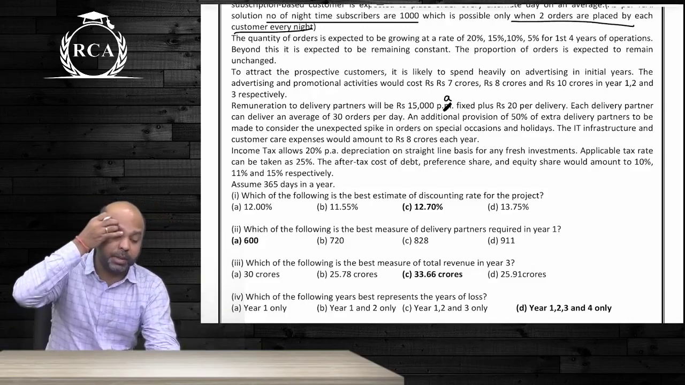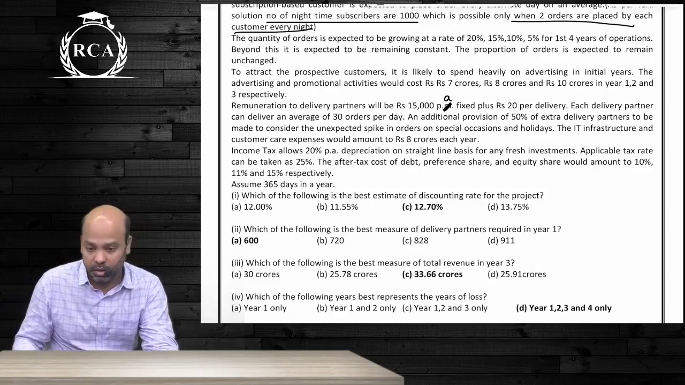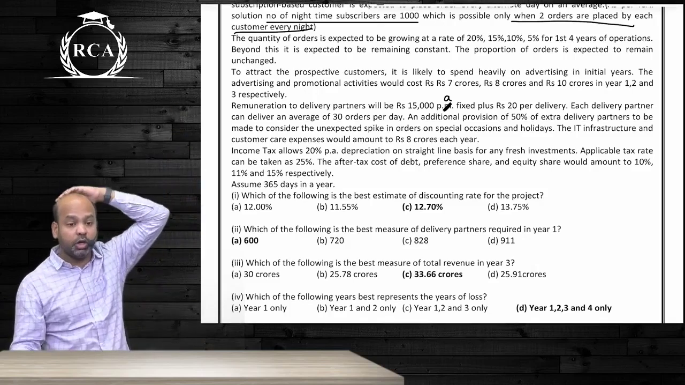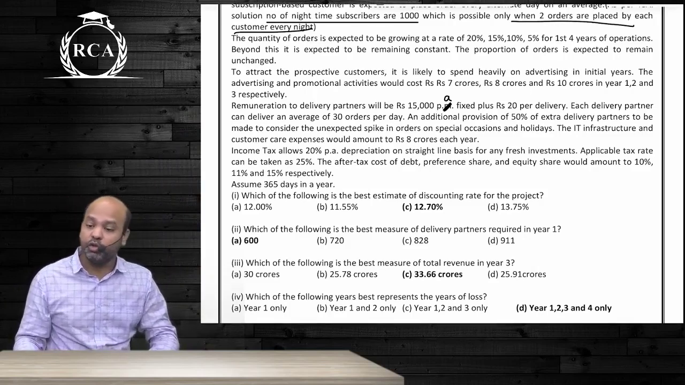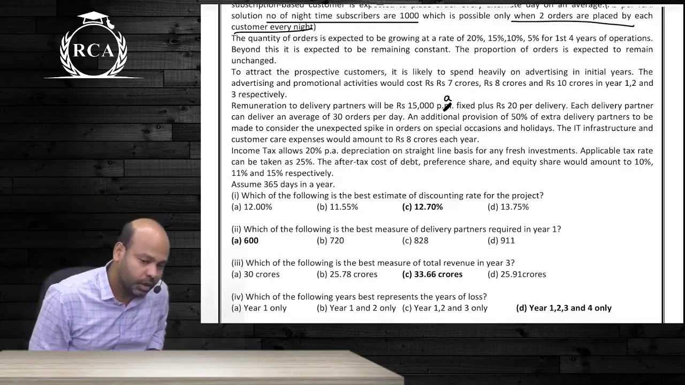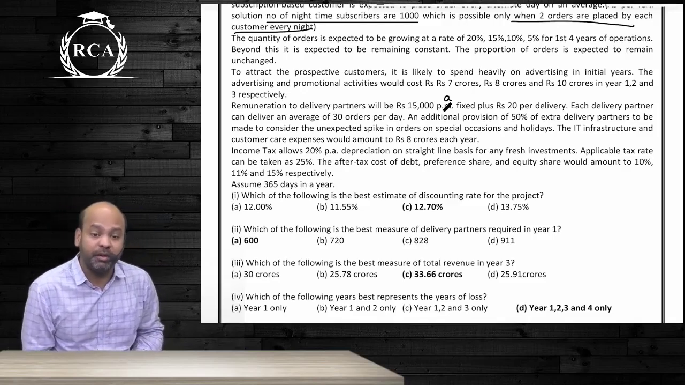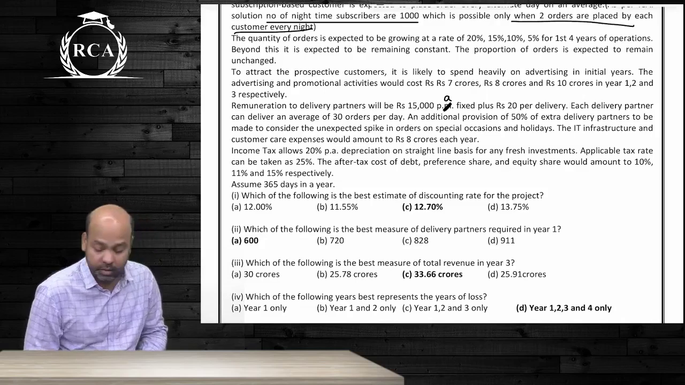Each delivery partner can deliver on an average 30 orders per day. अपने पास day orders और overnight orders मिला के कितने orders आ रहे थे per day? 10,000 quick orders, 2,000 overnight orders. How many orders? 12,000 orders divided by one person can handle 30 orders in a day. 400 people, delivery partners. आगे देखो.